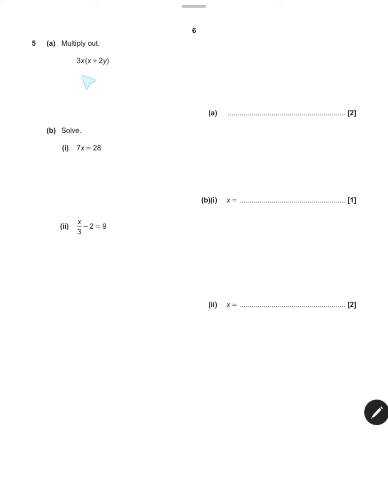Set of brackets to expand. We're going to do 3x multiplied by x and 3x multiplied by 2y. Well, 3x times x is 3x squared, and 3x times 2y, 3 times 2 is 6, and it would be positive 6, and x times y is just xy. You get a mark for each of these. Part B, solving 7x equals 28. Well, if we're timesing by 7, we're going to divide both sides by 7, and we're left with x equals 28 divided by 7 is 4.